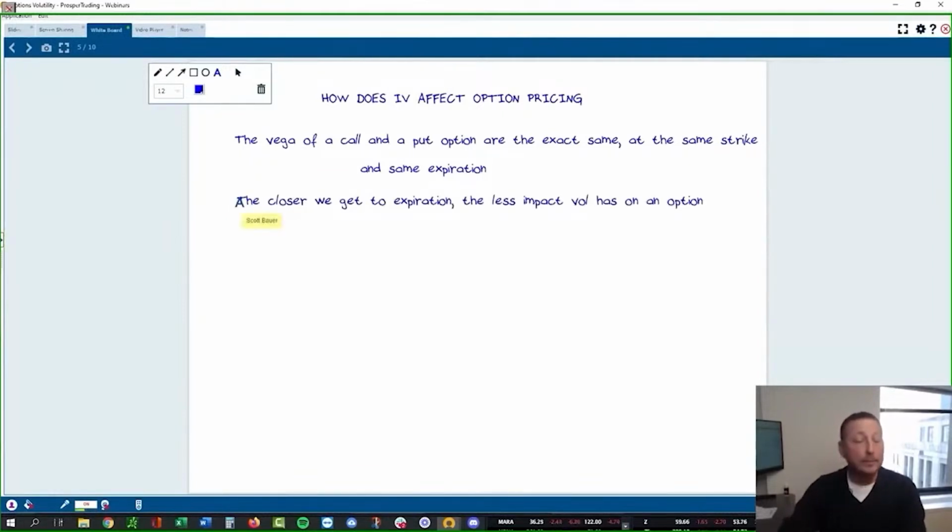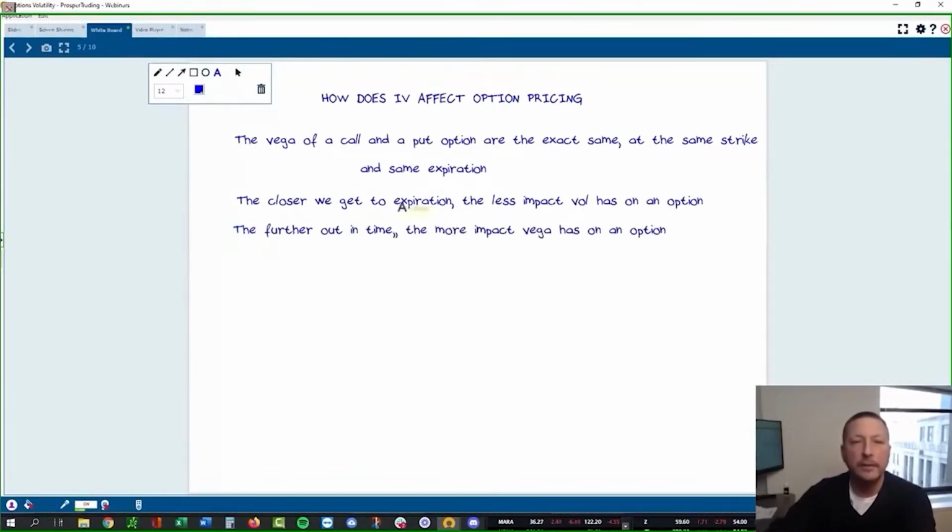Okay? And that's reflected by its vega. The further out we go in time, the higher that vega, or the higher the volatility impact is going to be. So the further out in time, the more impact vega has on an option. Let's take a look at that.